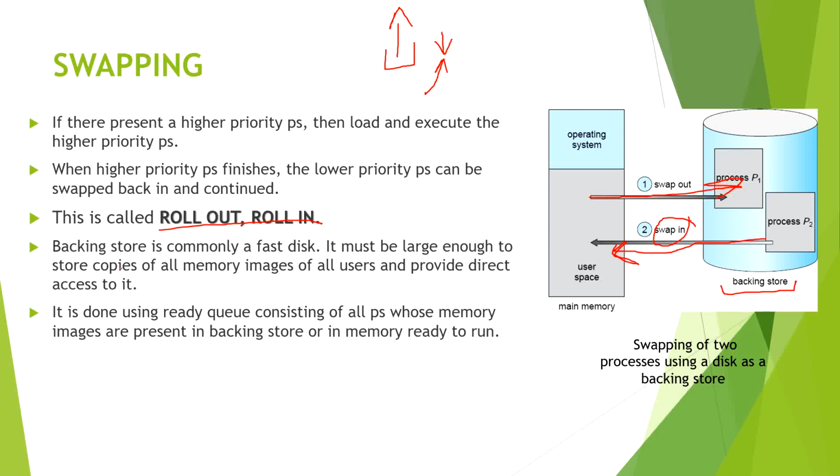The backing store is commonly a fast disk, meaning the transfer is done very fast, and it must be large enough. To store all the processes we need a large amount of memory, and we also have to store several copies to provide direct access. As many users are accessing, we need many copies, and thus a large amount of memory. So the backing store will be large compared to the main memory.